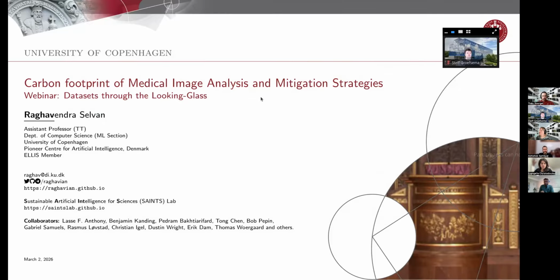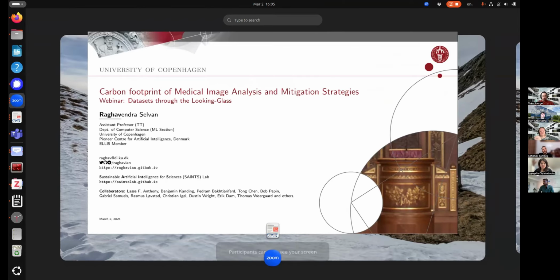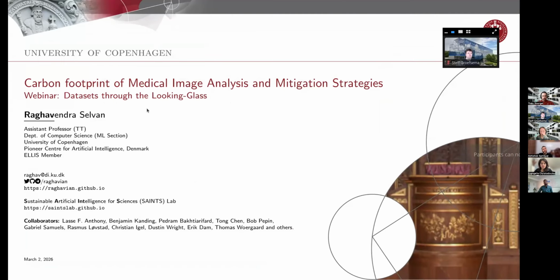And also thanks to the first two presenters. Quite interesting talks, which also align with some of the concerns that I have, which I'm hopefully going to also convey. So I'm going to be talking about the carbon footprint of medical image analysis, and then perhaps present a couple of mitigation strategies. And this is work done with several collaborators, whom I've already mentioned here because I tend to forget at the end of my talk. So, shout out to everybody there.